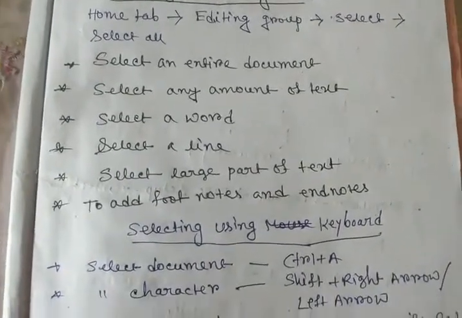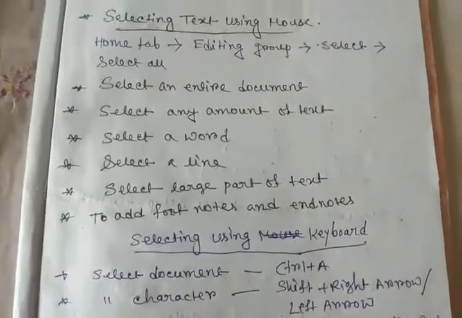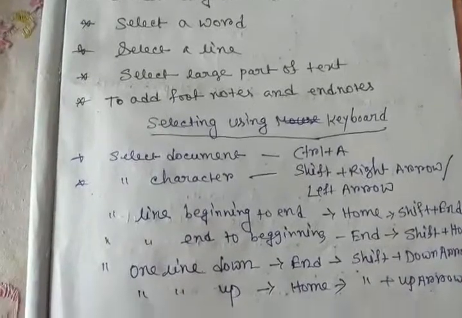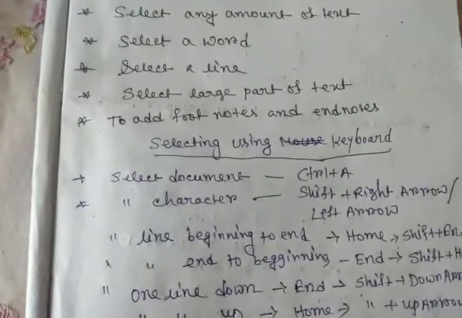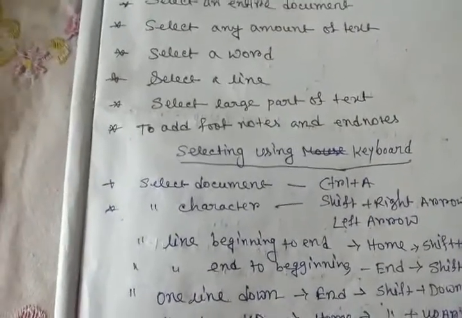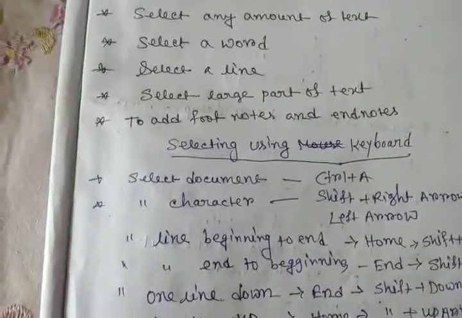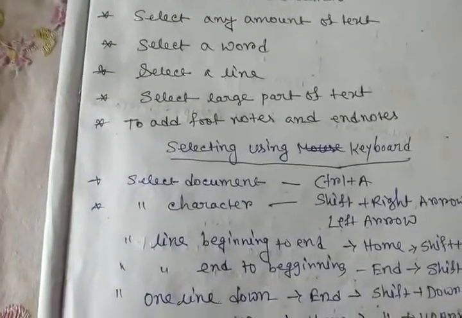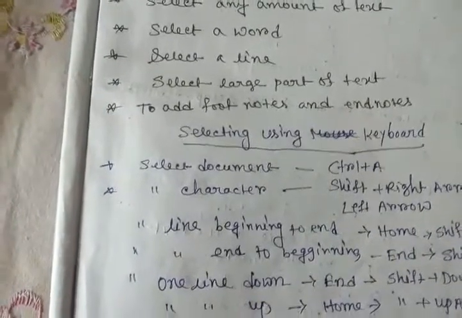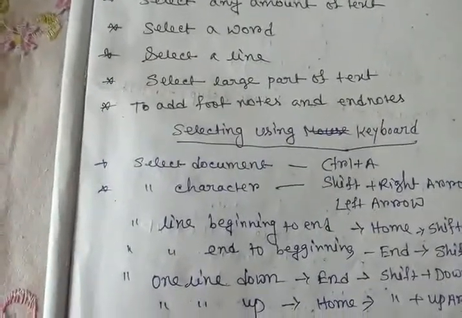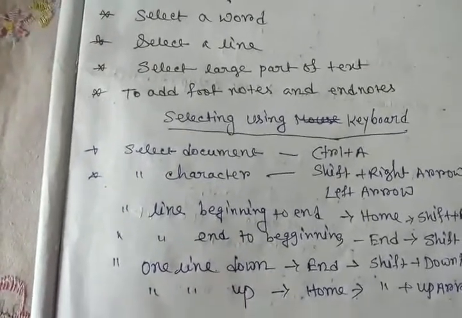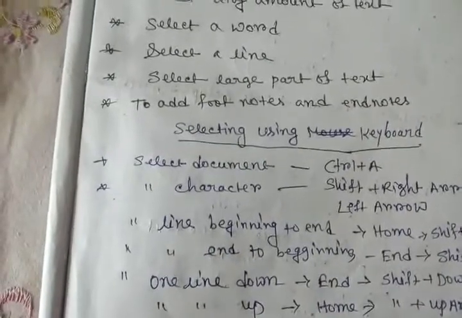If you want to select the text or the document by using the keyboard, then to select the entire document press Ctrl+A. To select one particular character to the right or left, press Shift plus right arrow. If you want to select the character from the left, then you have to press Shift plus left arrow. To select a word from the beginning to the end, place the cursor at the beginning of the word and then press Shift plus right arrow.